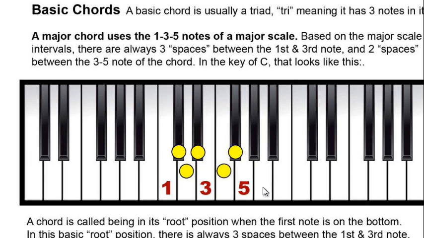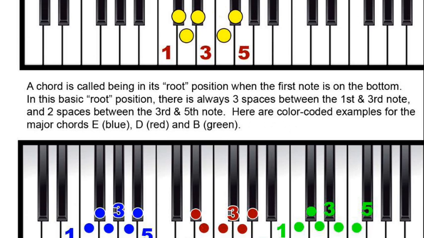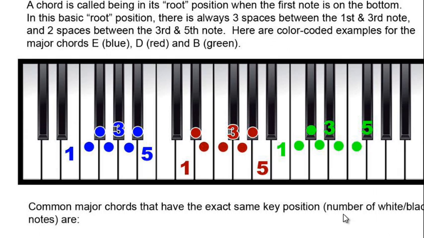And in the key of C, those are all white notes, but it doesn't matter what chord you're trying to play. If you're trying to play a D chord, the third note happens to be black, but the main thing is there's always 3 notes between the 1 and the 3 and 2 notes between the 3 and the 5. That's how you play any major chord.